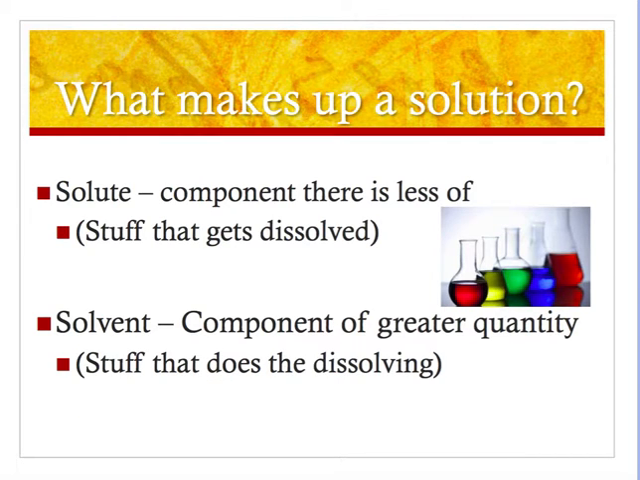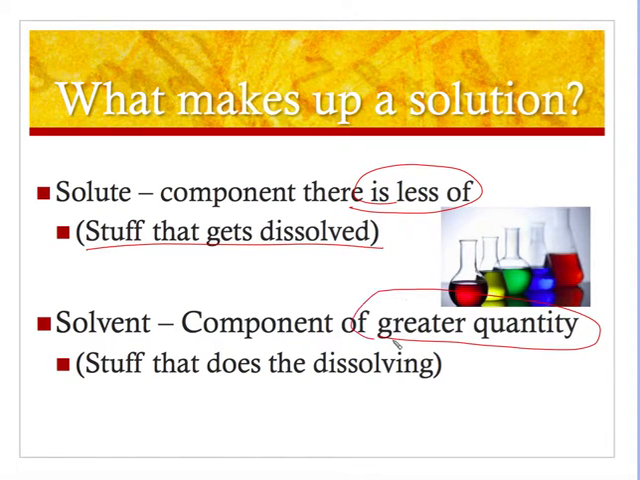Moving forward, solutions are made up of two different pieces. One is called the solute. This is the stuff that gets dissolved, or there is less of. So if we're talking solids and liquids, the stuff that is dissolved is typically the solid. But if I'm mixing two liquids or two gases, the one that's in greater quantity is the solvent, which is next, and the one in lesser quantity is the solute. So again, our solvent is the component in greater quantity, the one there's more of, or the other way you can think of a solvent is that it does the dissolving.